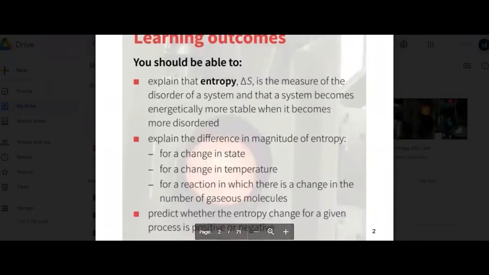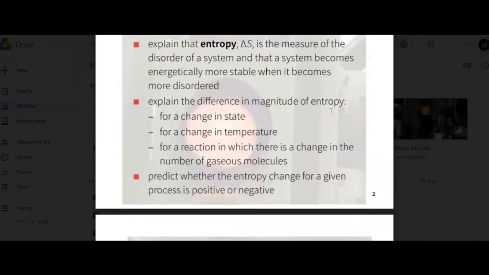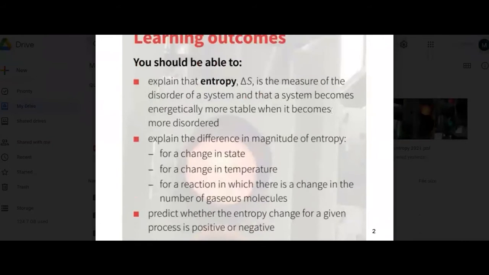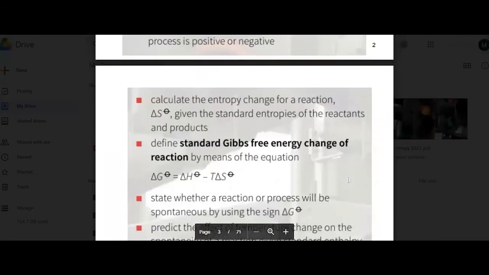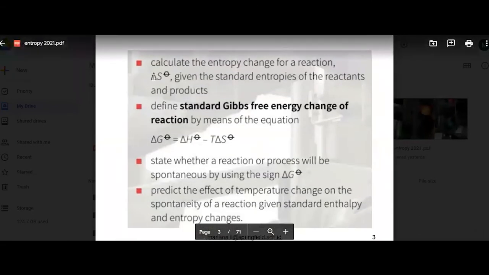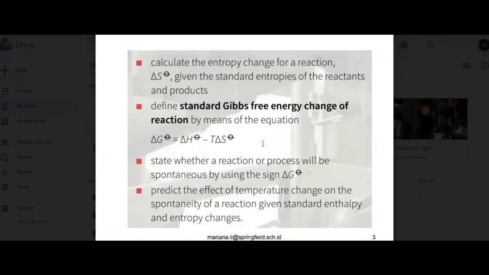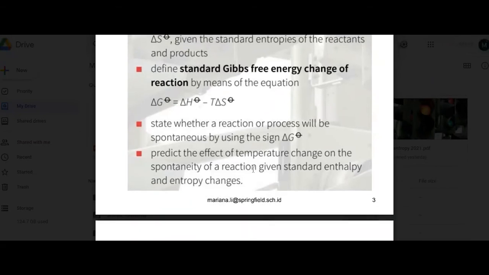These are our learning outcomes. You should be able to explain entropy, the difference in magnitude of entropy for change of state and change in temperature, and for a reaction in which there is a change in the number of gas molecules, predict whether the entropy change is positive or negative, and calculate the standard entropy change, delta S standard. In the next video, we will learn about the Gibbs free energy and about spontaneity.